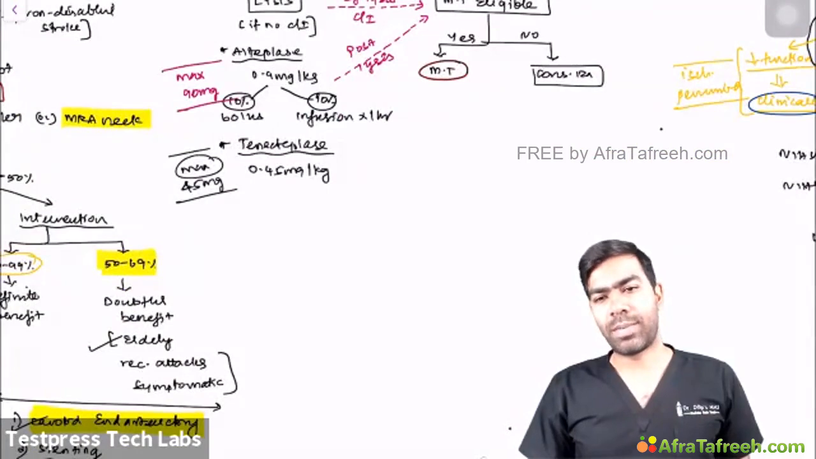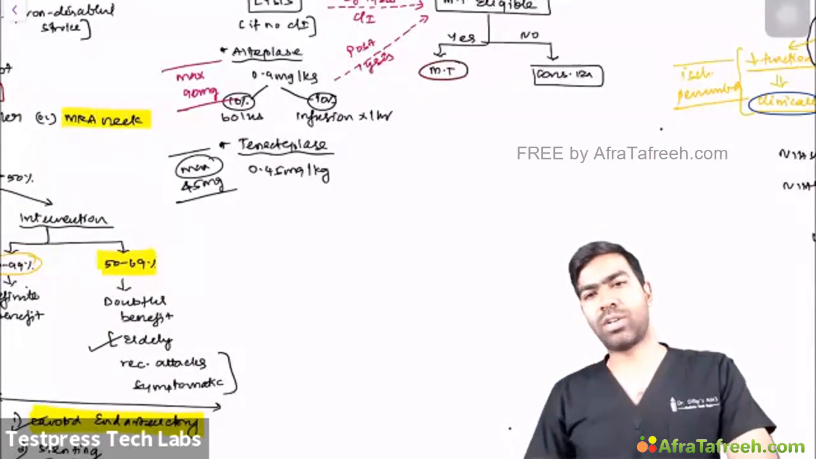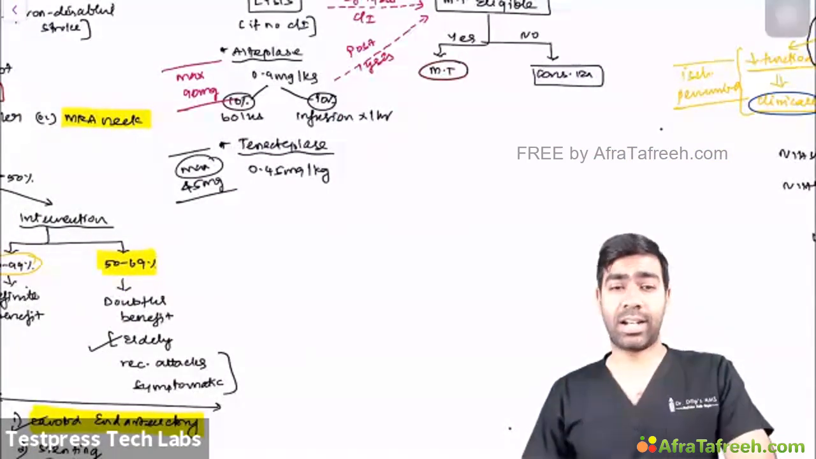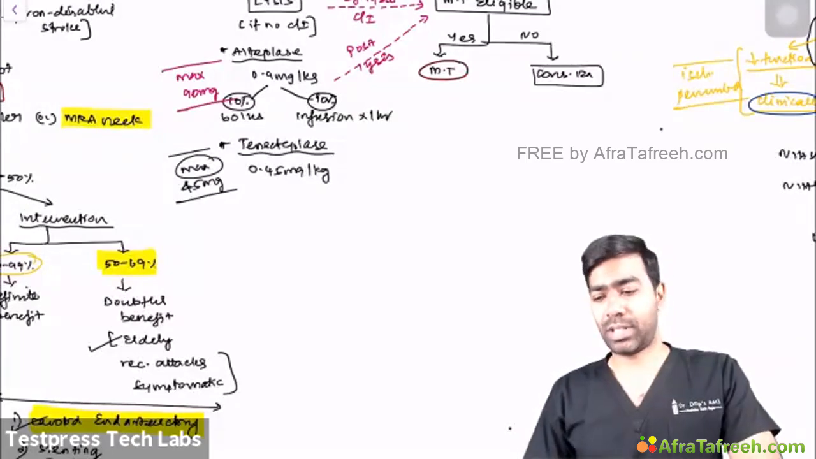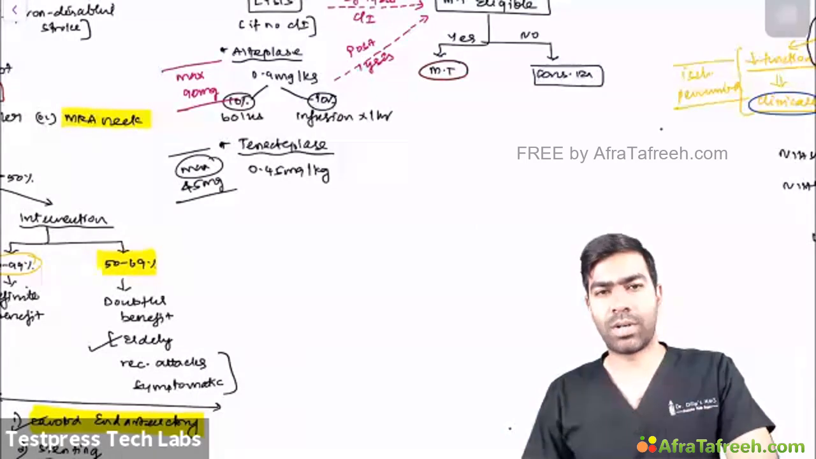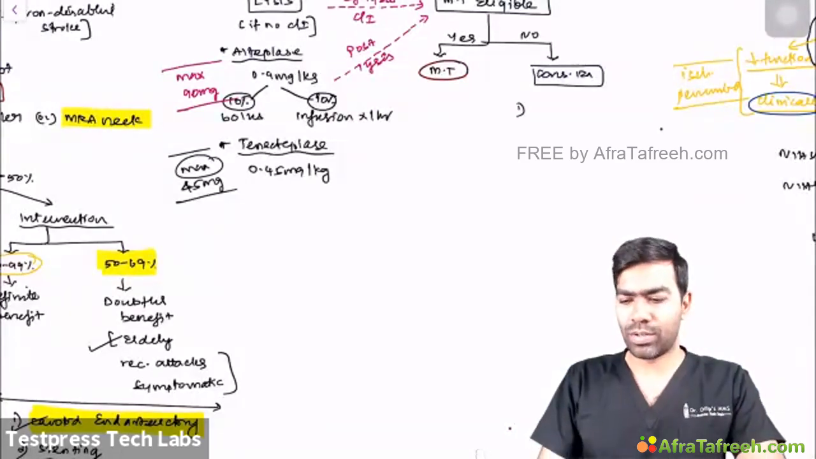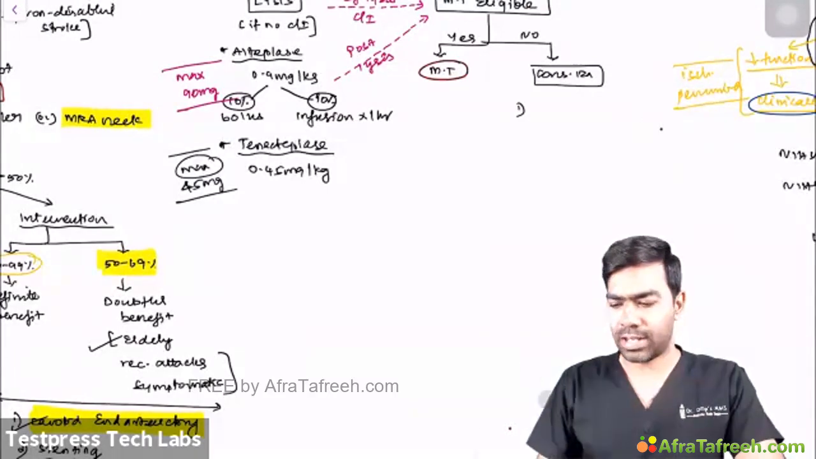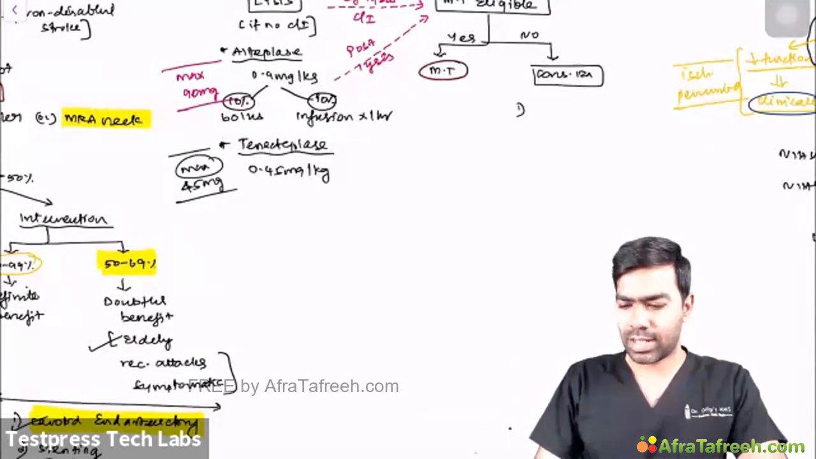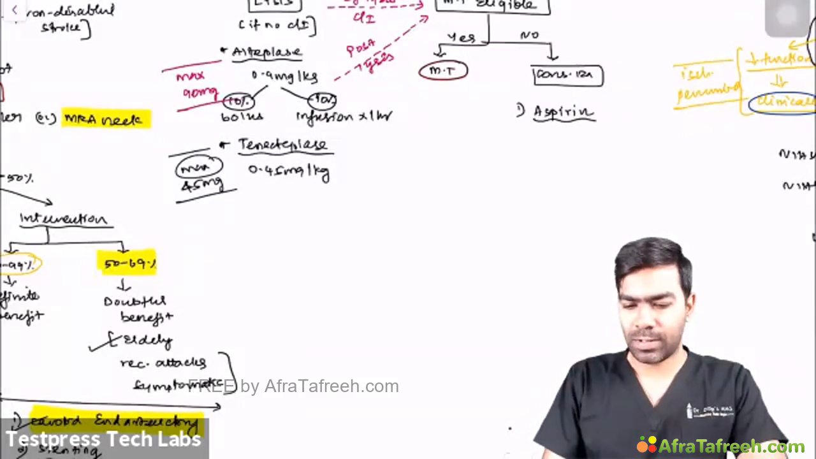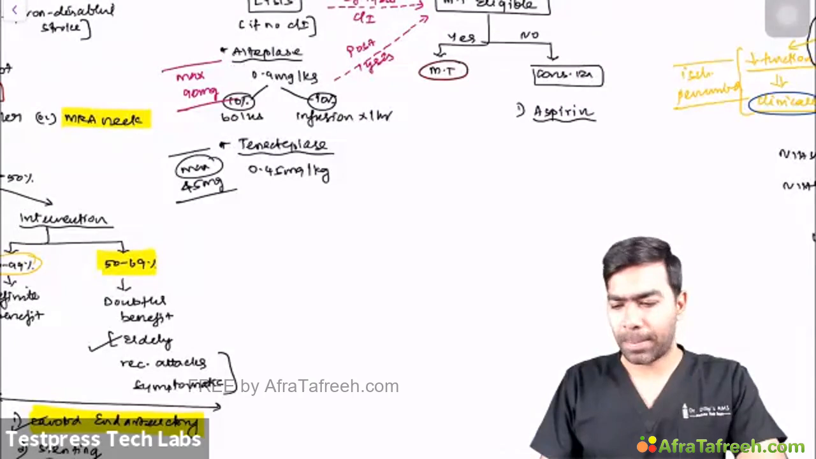So what is the conservative management? Conservative management is also very important in this setting because there are some people who will not be going for all these interventions or thrombolysis. So we need to know the conservative management also. As far as the conservative management is concerned, first, you're going to start with antiplatelet agents. The most important here is aspirin. So all patients will receive aspirin.